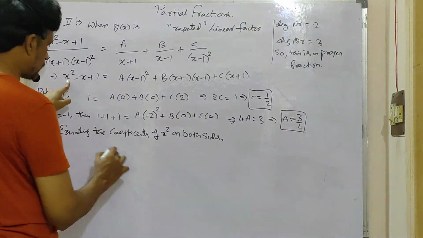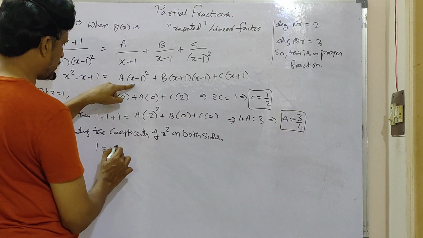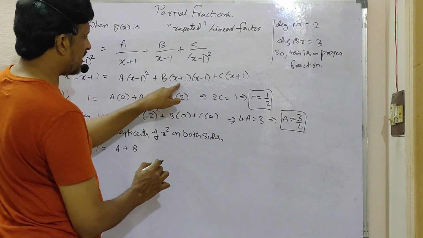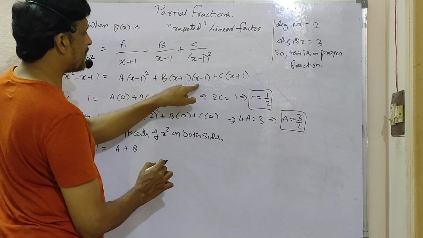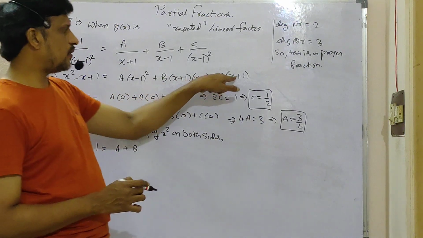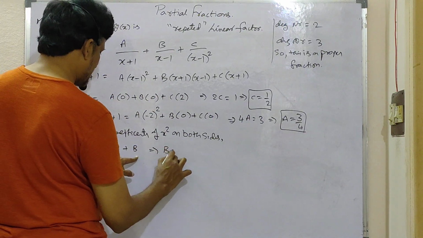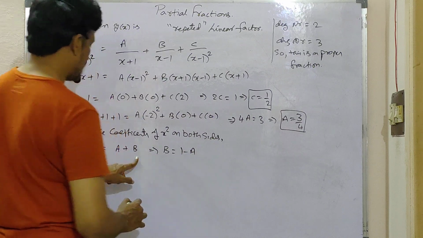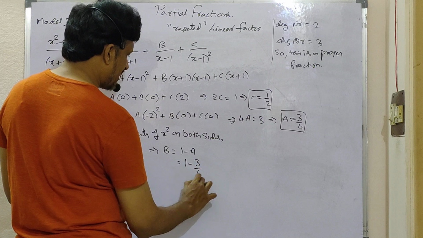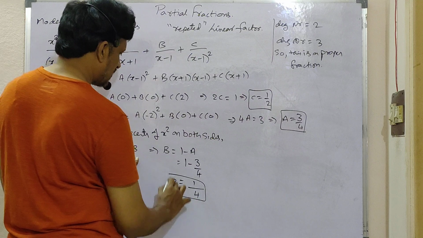Here the coefficient of x square on the left is 1, and the right side is a into (x square minus 2x plus 1), so a into x square you will get, plus b into x plus 1 into x minus 1, meaning x square minus 1. So b x square will be there. So a plus b equal to 1. There is no x square term in the third one. So a plus b is equal to 1 gives b is equal to 1 minus a. That is 1 minus 3 by 4. 4 is the LCM, 4 minus 3 will be 1. That is, b is 1 by 4.